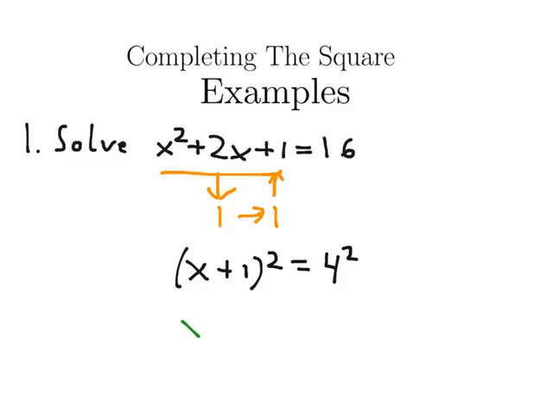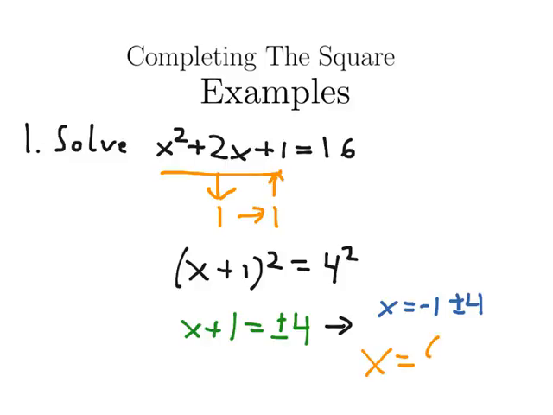This means that x plus 1 is equal to plus or minus 4. In other words, x is equal to, if I move that plus 1 over, negative 1 plus or minus 4, which gives me the result. So x could be negative 1 plus 4, which is 3, or negative 1 minus 4, which is negative 5.